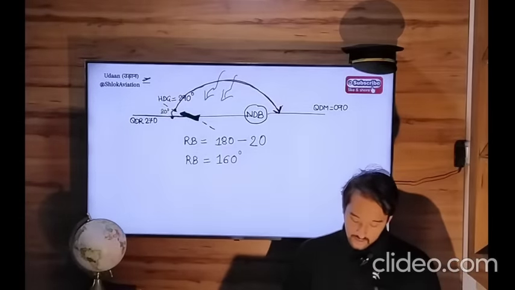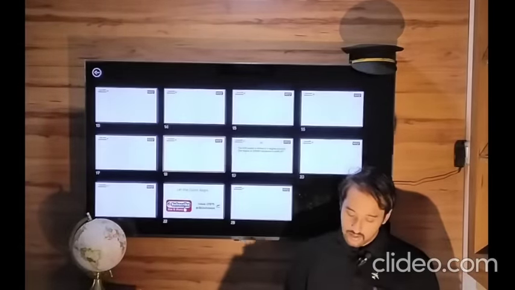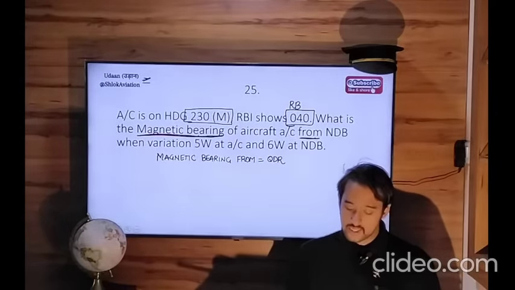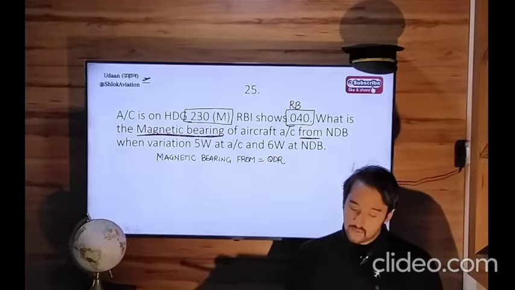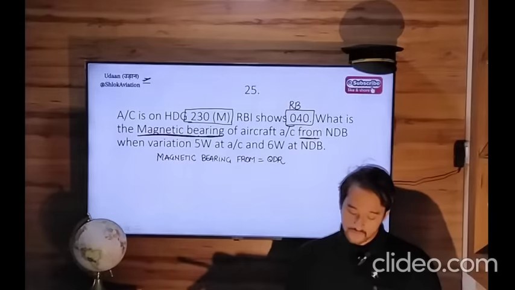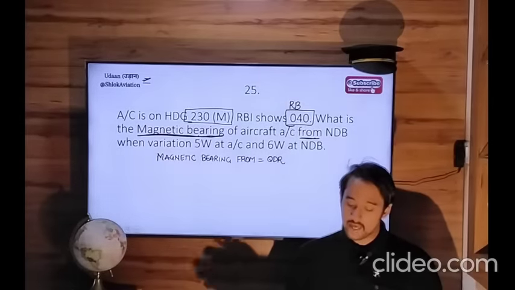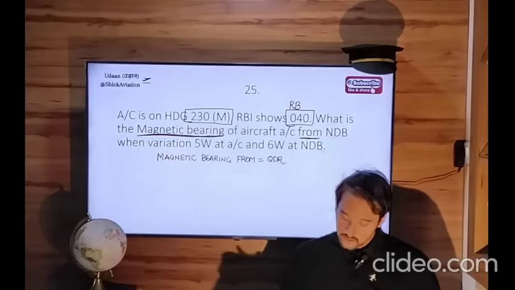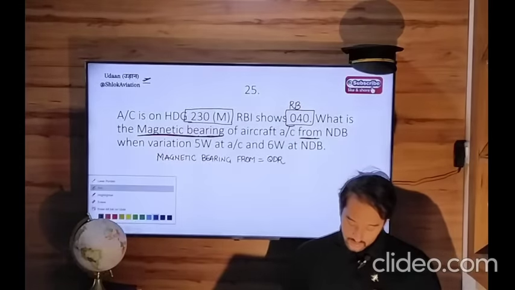Now let's look at the question. The question states: aircraft is on a heading of 230. RBI shows 040. What is the magnetic bearing away from the NDB? So to do this, 230, 040.